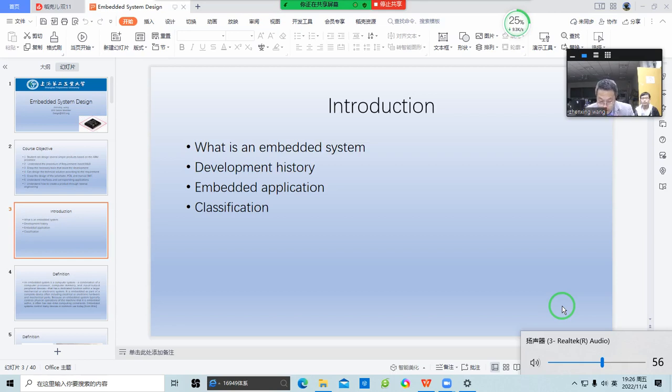You have enough interest. Otherwise, too much frustration, you will give up. So this is very important. So we have to grasp this kind of design step by step, from simple to complex.